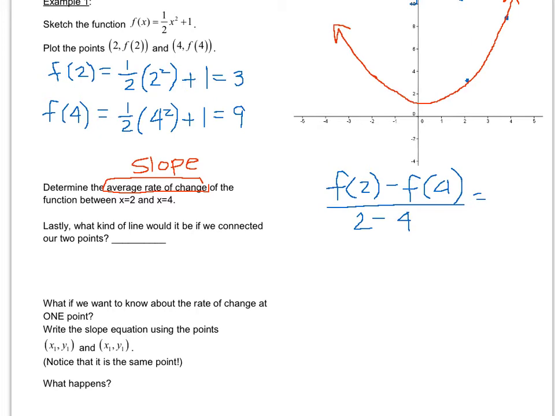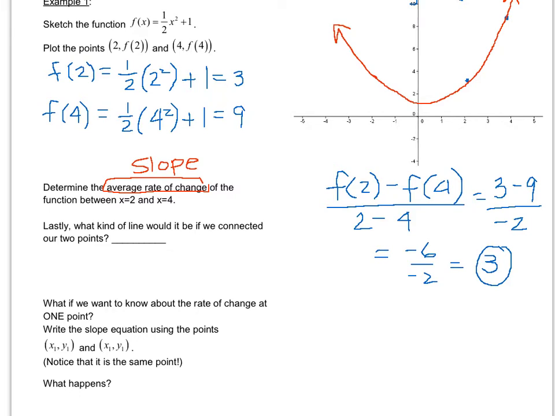F of 4 and f of 2 we just determined up above. F of 2 was 3, and f of 4 was 9. And then on the denominator we have a -2 value. So overall, we're getting a -6 divided by a -2, which gives us a value of 3 for our average rate of change. So what you're basically saying is, on average, the y values are increasing by 3 for every one value of x.